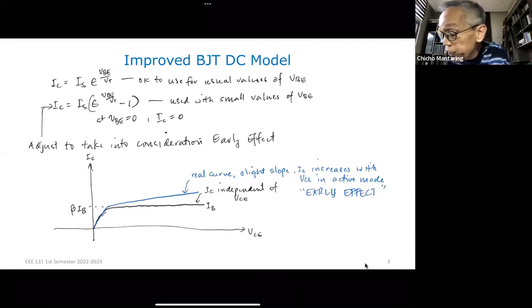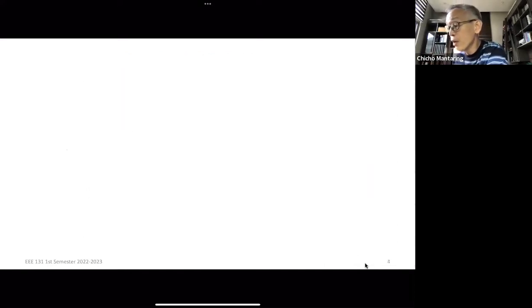Now, this is highly exaggerated. If you take a look at the real slope, the slope is going to be much smaller than this. I just wanted to show it this way to emphasize it. Now, why is there an early effect? What is the reason for the early effect?